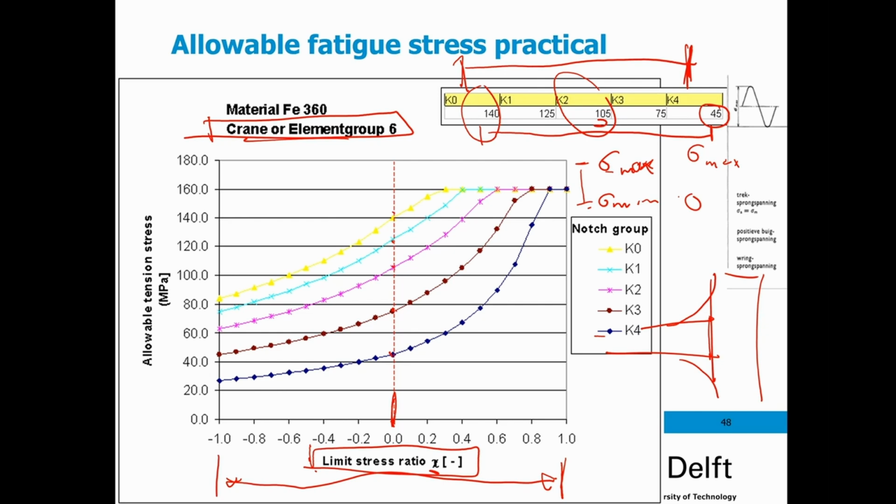So with curves like this, in the design phase, this is a great standard. Because in the same way as you calculate your static limit, you only have a limit which varies on the weld detail.